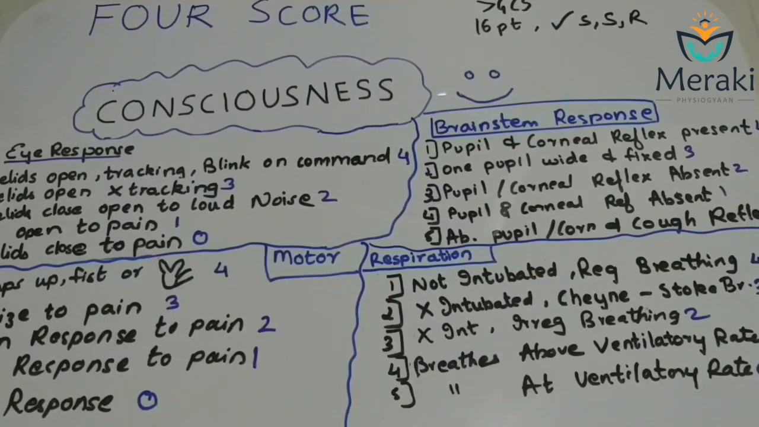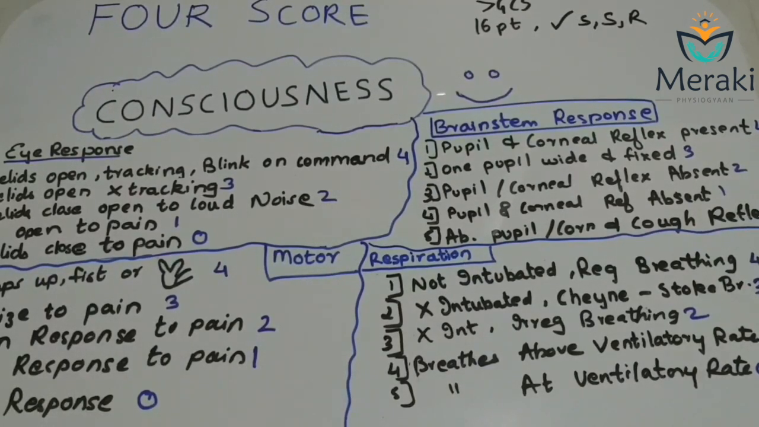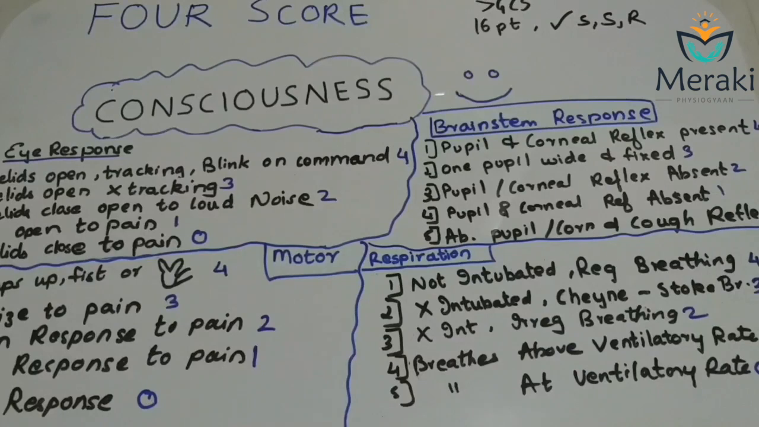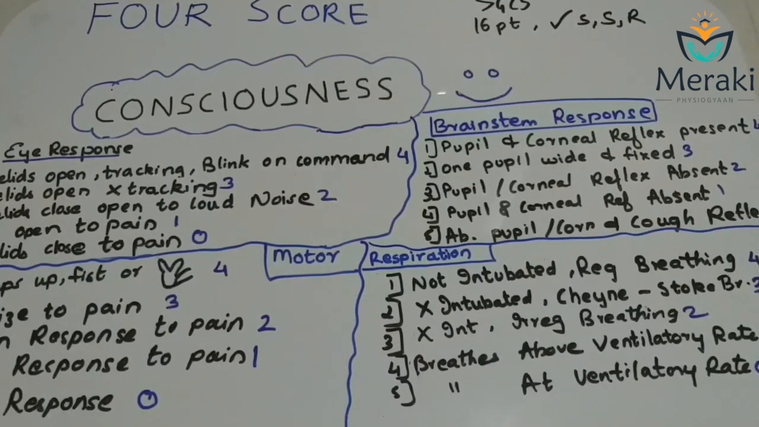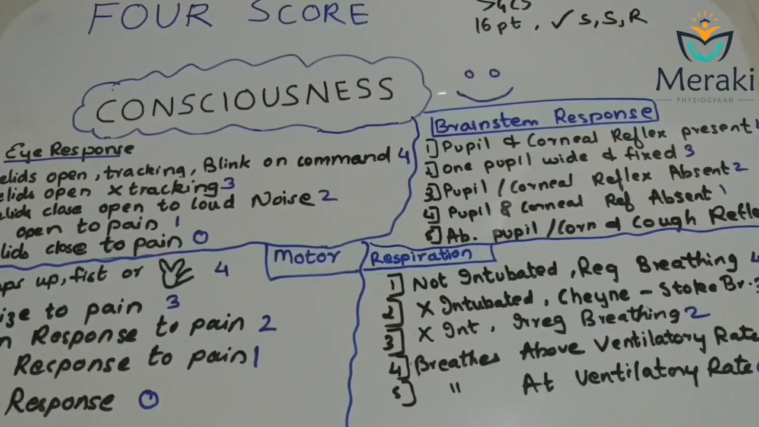If they are opening but not able to track, then you score them 3. If the eyelids are closed and open only to loud noise, then you give them 2. If they are opening to pain, then you score them 1. If they do not even open to pain, you score them 0.